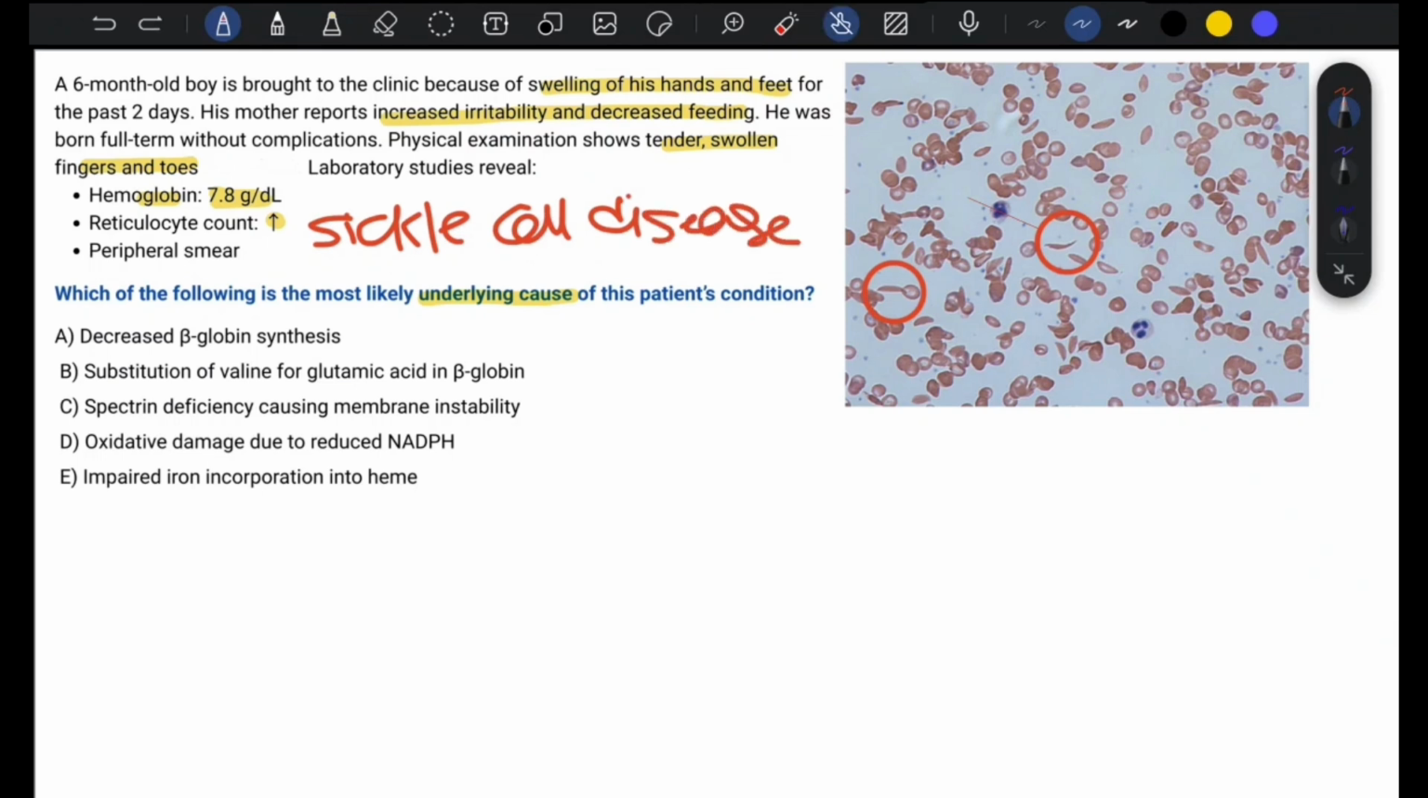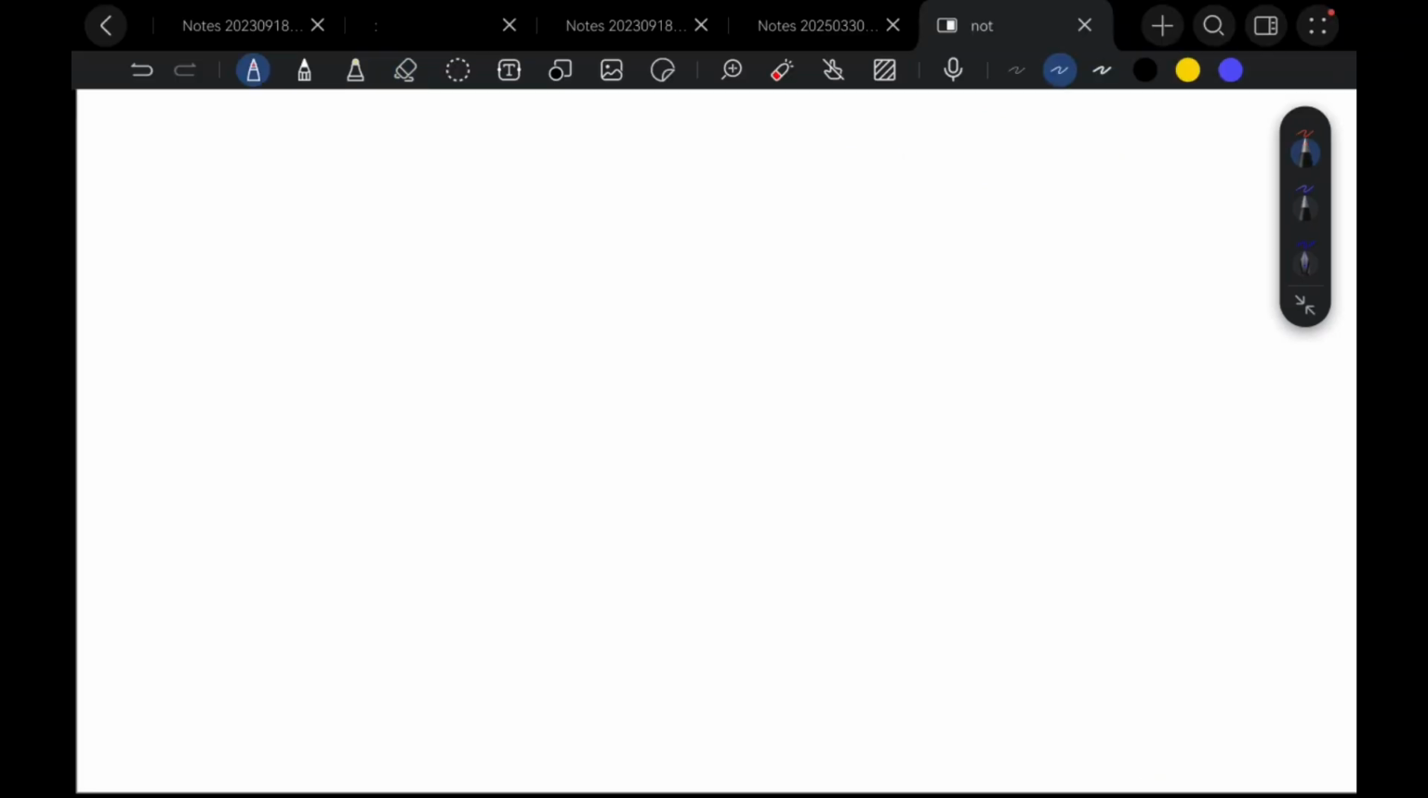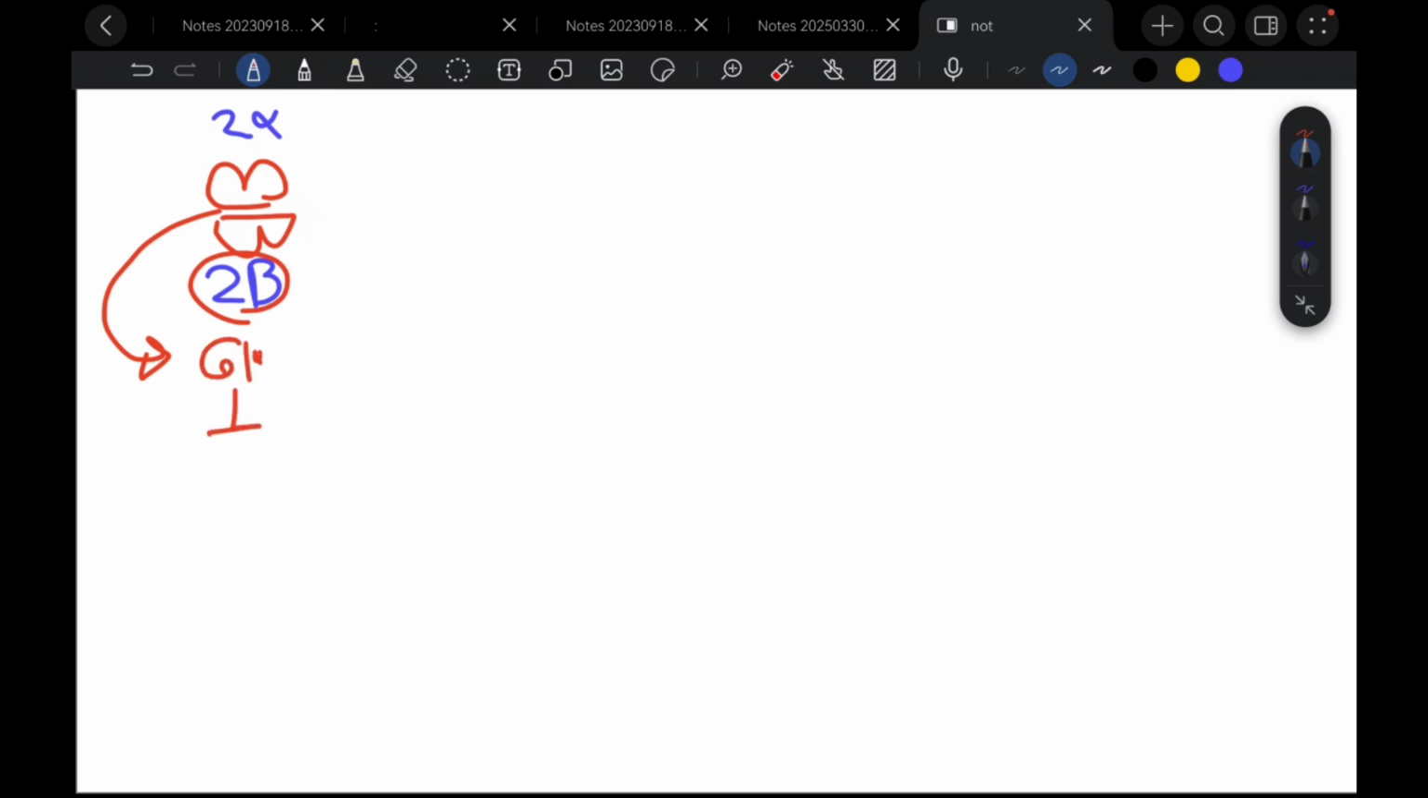So let's talk more about sickle cell disease to know what we are looking for in the case here, okay? So normally our hemoglobin guys is formed of 4 main units, okay? And 2 of them are alpha units and 2 are beta units. So what happens in sickle cell disease is that we have a mutation, a single nucleotide mutation in the beta units that replaces glutamate with valine.